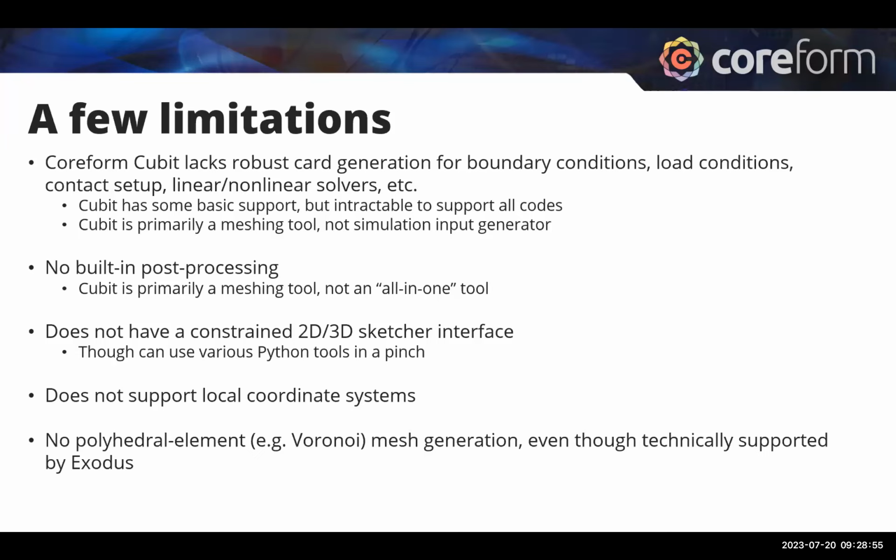That's not supported by Cubit, and we also don't support polyhedral element mesh generation, even though technically that is supported by Exodus. Especially in low Reynolds CFD, you're starting to see more of these polyhedral meshes come online. That's not supported in Cubit. I will say that I did at one point in a former life write a polyhedral mesh export by exporting the dual of the tet mesh. I wrote that all in Python. Again, because I had Python, I was able to build that solution for myself.